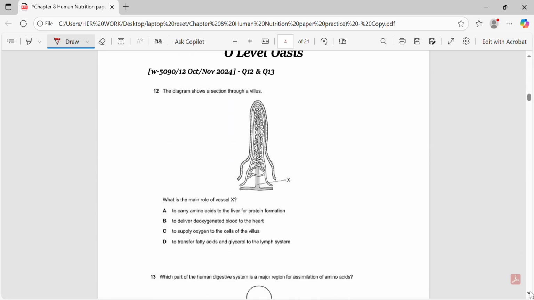Now coming on to the next MCQ. The question says, the diagram shows a section through a villus. What is the main role of vessel X? If we recall, inside a villus, there are 2 main types of vessels. Blood capillaries, which absorb glucose and amino acids, and lacteals, which absorb fatty acids and glycerol into the lymphatic system. So here, vessel X refers to the lacteal, whose main function is to transfer fatty acids and glycerol to the lymph system. Therefore, the correct answer is option D.